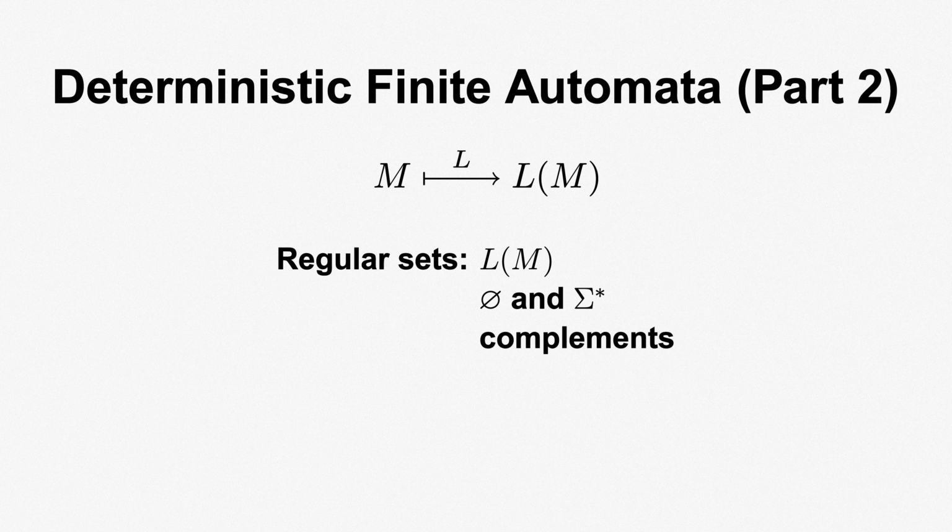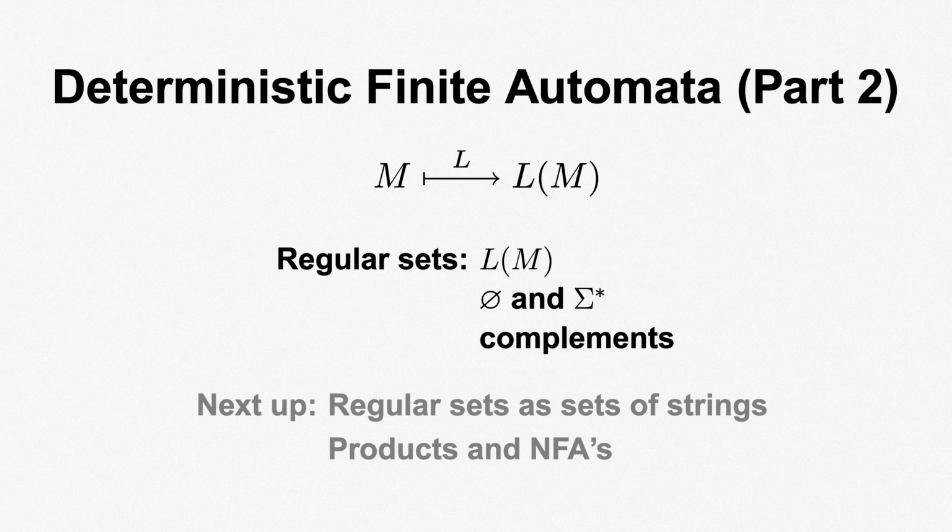Two more concepts related to finite automata will give us the tools we need to show the rest. Products of DFAs will allow us to show that the intersection or union, in other words sum, of two regular sets is regular. And non-deterministic finite automata, or NFAs, will allow us to show that the product of two regular sets is regular, as well as the asterate of a regular set. First, though, we'll take a look at regular sets from the perspective of strings.